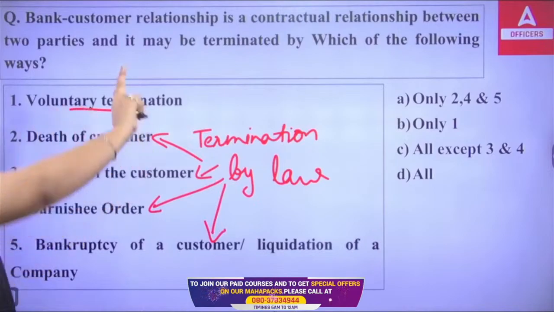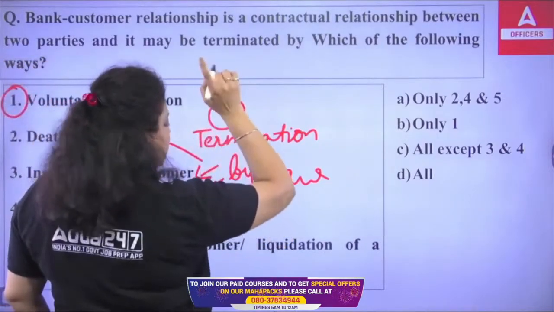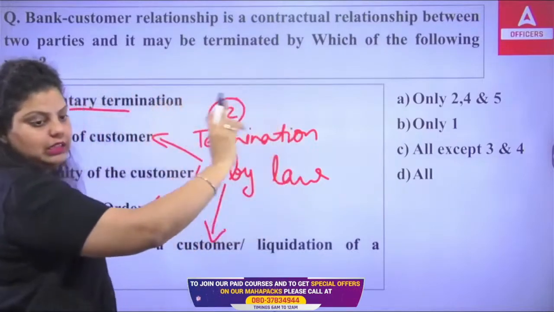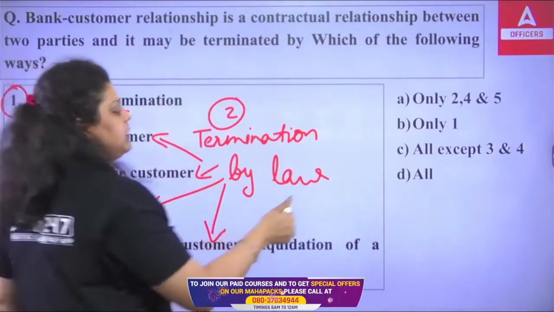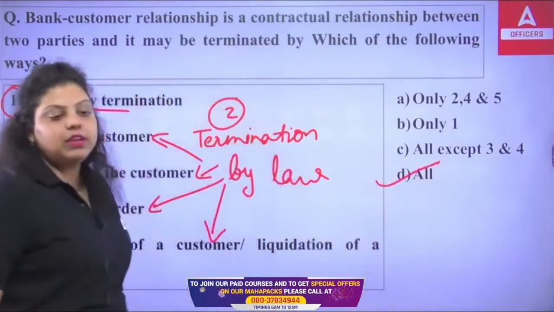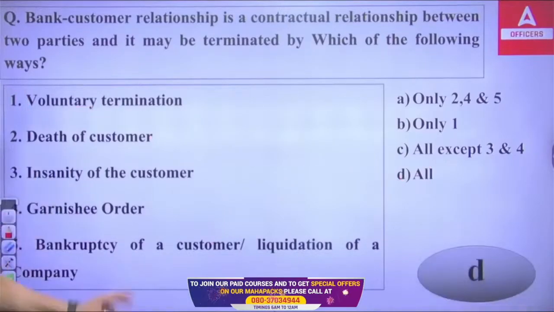So there are two ways only. The first one is voluntary termination and the second one is termination by law. Okay, and the termination by law will cover all these activities. So the right answer will be D. All are the ways by which the termination of the contractual relationship between the bank and a customer can be done. The right answer is D. Next.